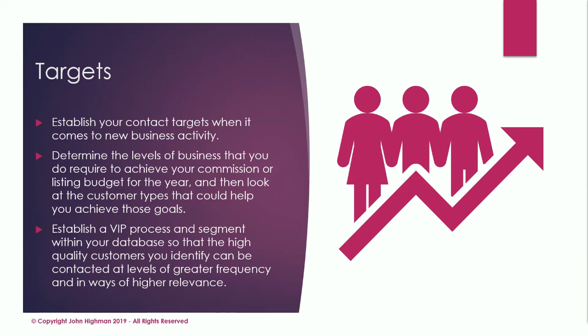The third point, establish a VIP process and a segment within your database so that the high quality customers you identify can be contacted at greater levels or greater frequency and in ways of higher relevance. So some people are going to be at the top of your list for ongoing business. Maybe they own more properties. Maybe they own quality properties. They are the VIPs. Treat them differently. Connect with them more frequently. Be special and real to them and help them with their property challenges.